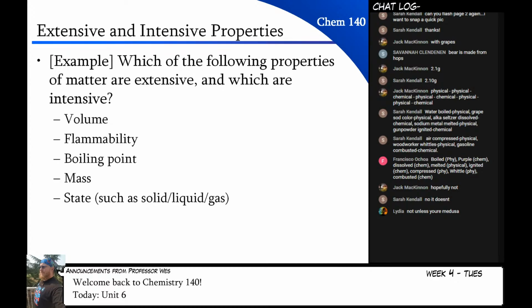All right. Once you know which ones are intensive and which ones are extensive, type them in the chat, and we'll go over the answers.